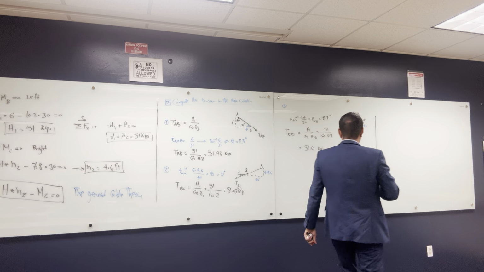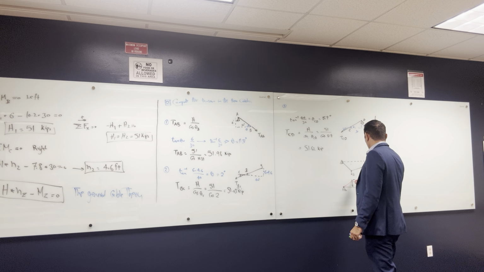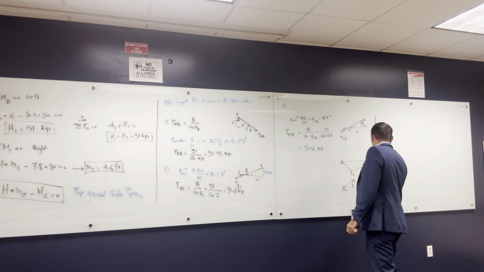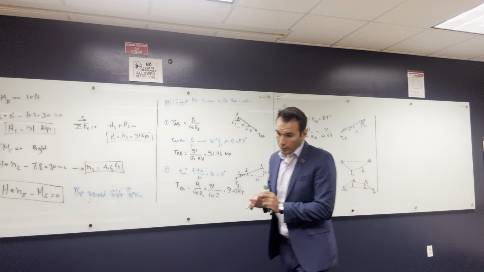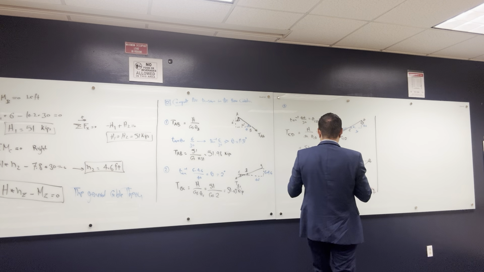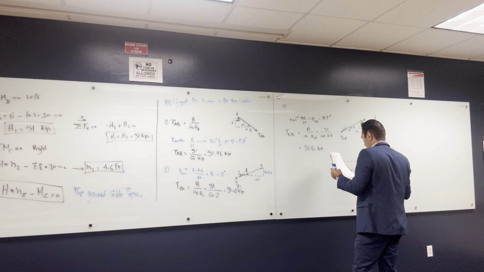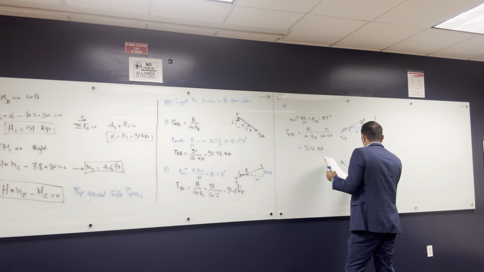So the bending moment diagram is going to be something like this. The value is going to be 10.2 multiplied by 30.